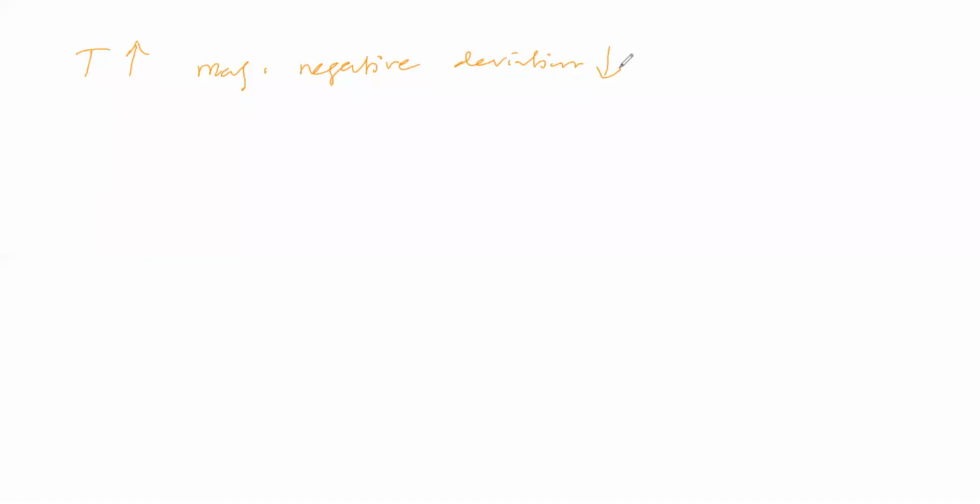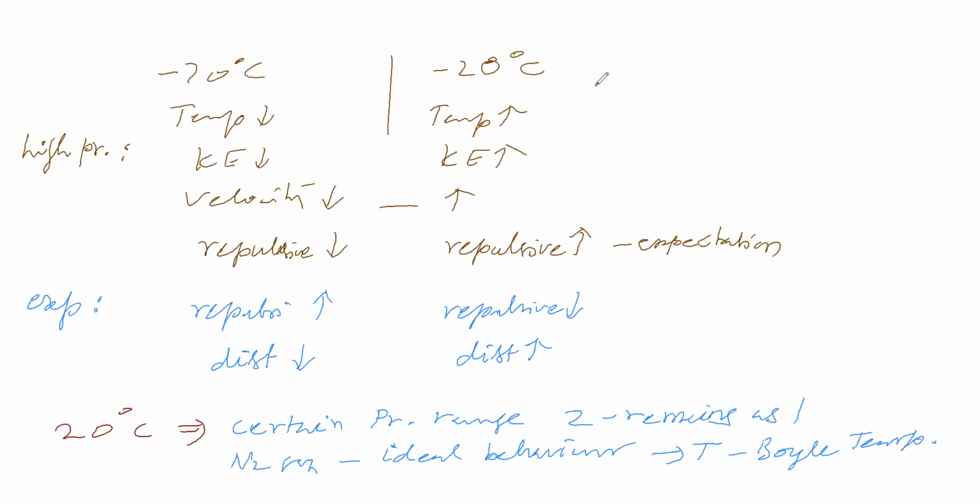What is the expectation? On increasing the temperature, kinetic energy of gas molecules increases, velocity of gas molecules increases, distance between gas molecules increases, and attractive force between gas molecules decreases. So the magnitude of negative deviation decreases. It is a general expectation. Is it correct or wrong? That we will see.